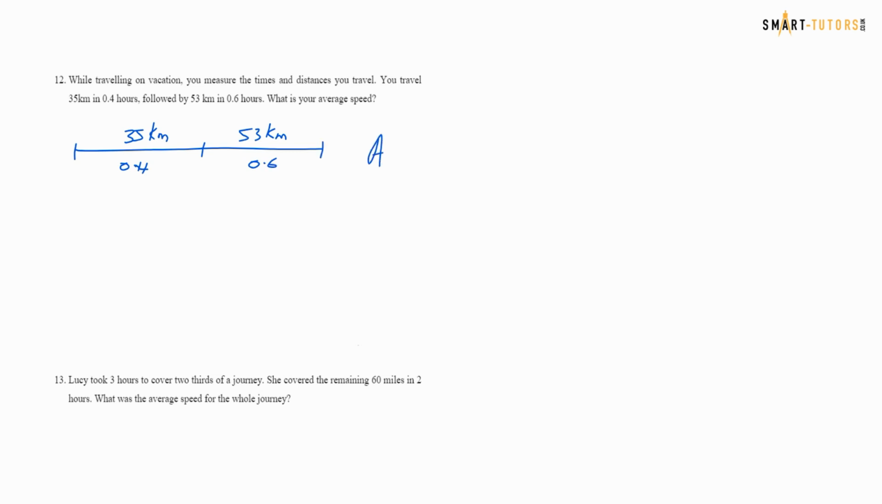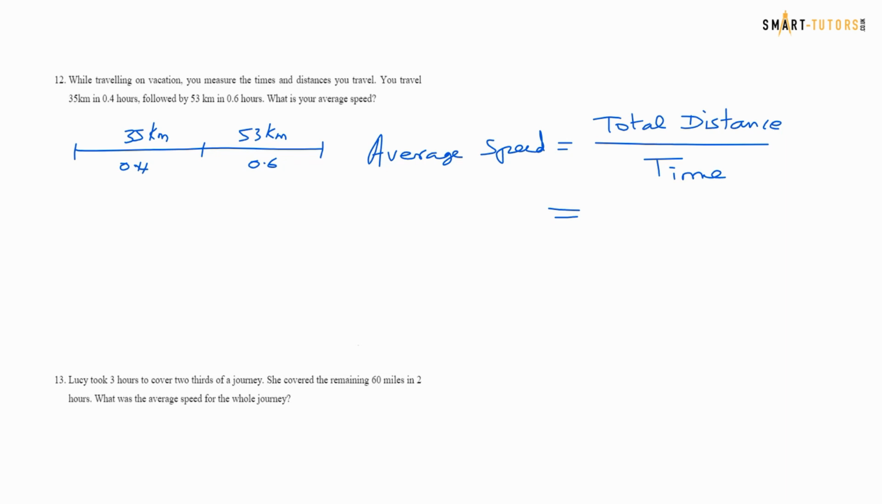So if they ask for average speed, all we want to do is total distance divided by total time taken. So total distance, 53 plus 35, is 88, divided by 0.6 plus 0.4, which is 1.0, so 1. So the answer is 88 kilometers per hour. So that is easy, because it is in 1 hour. So next one.